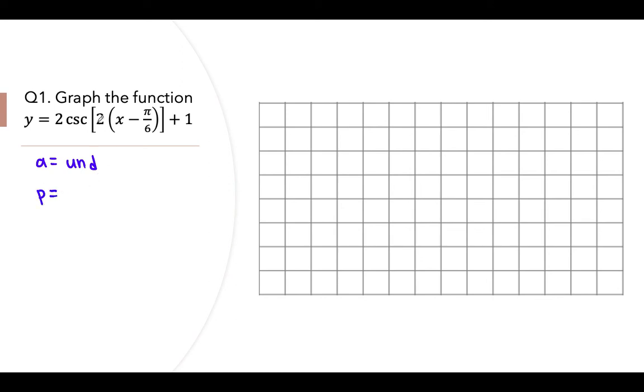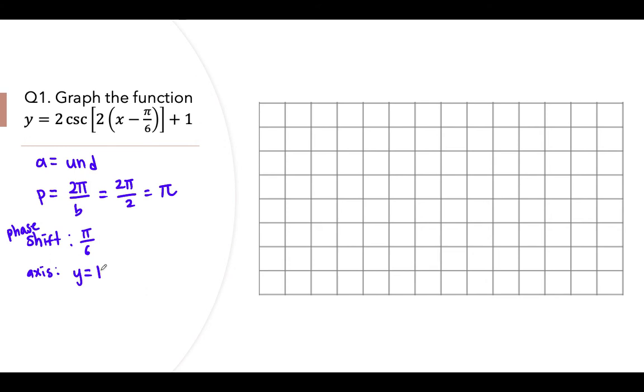Period. It looks like k is 2. The period formula is 2 pi over k, or b, and 2 pi over 2 is equal to pi. Now, is there any phase shift? Yes, there is a phase shift. I have negative pi over 6. If I take it out of the bracket, it becomes positive pi over 6 to the right. And what is the equation of axis? Yes, there is: y is equal to 1.